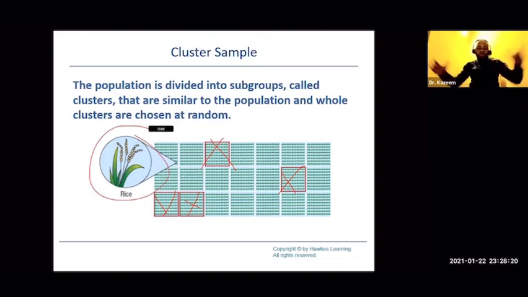Now the example I'm showing you here is rice. Maybe I have 21 areas where we plant rice, and maybe we want to carry out research about the yield of rice or something that has to do with rice. And you know what? If all the 21 regions look alike, they are similar, then I can decide to choose 4 or 5 out of that. Since they are similar, I can choose 4 or 5 entities, and that is going to be a good representative of the population.